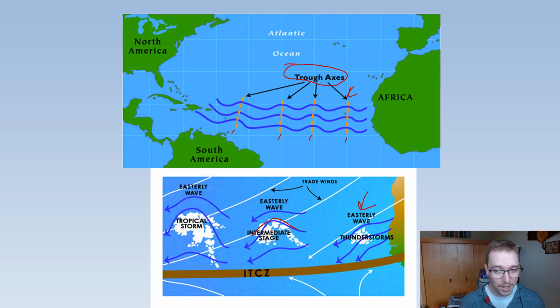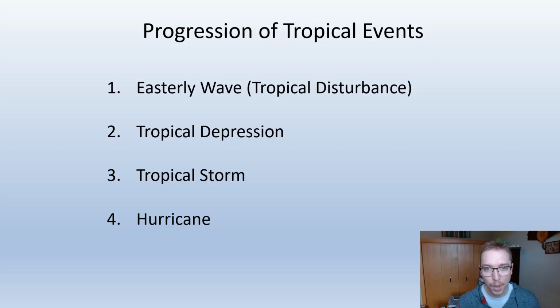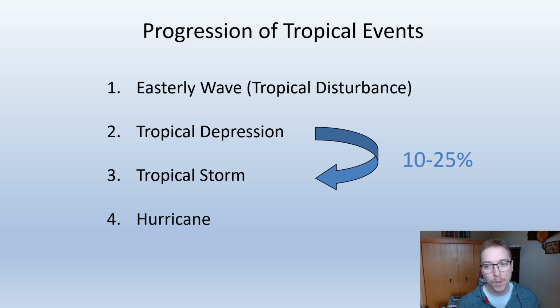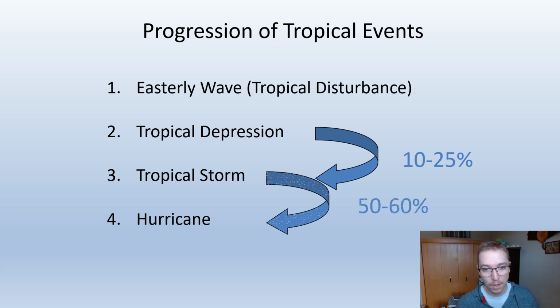So you've got a ton of moisture in the area. You're moving over the ocean, so you've got a ton of moisture there too. You're in the equatorial region, so you've got a lot of heat. And that's kind of how we get this progression. So we go from an easterly wave or a tropical disturbance to a tropical depression. 10 to 25% of tropical depressions turn into tropical storms. 50 to 60% of tropical storms can turn into hurricanes.